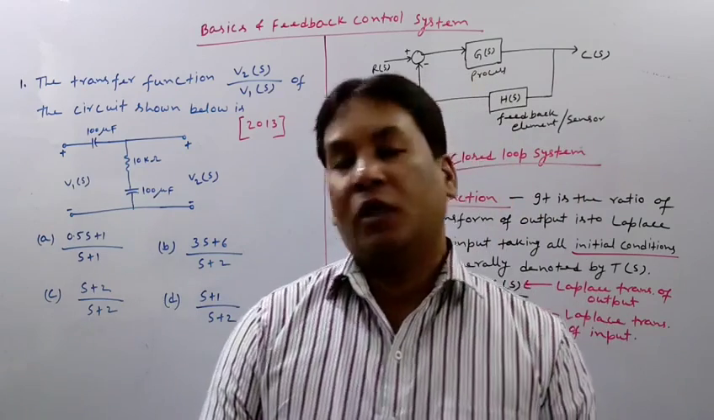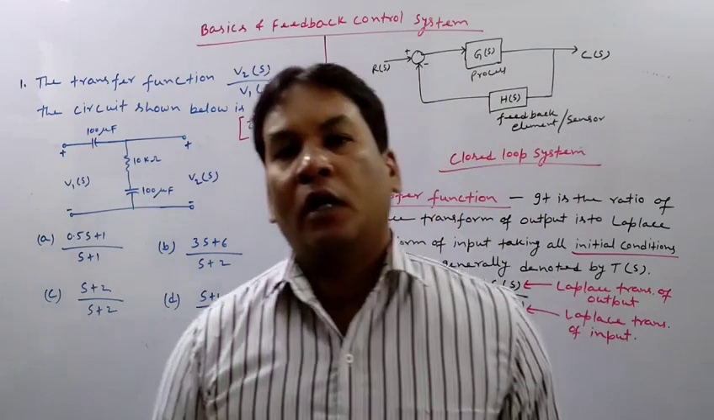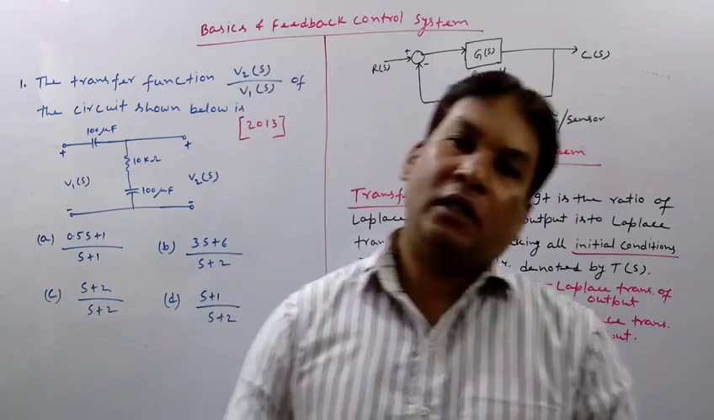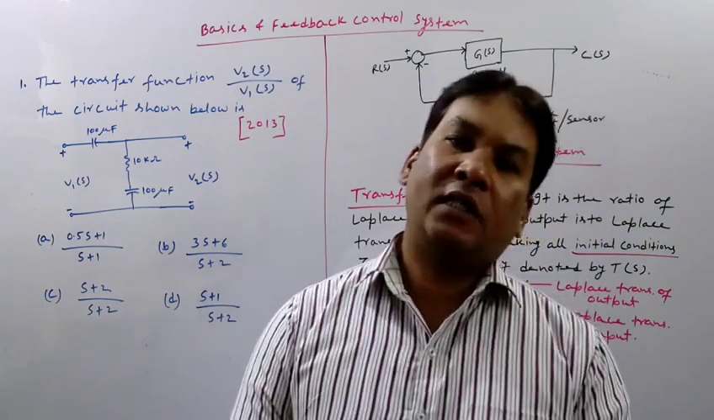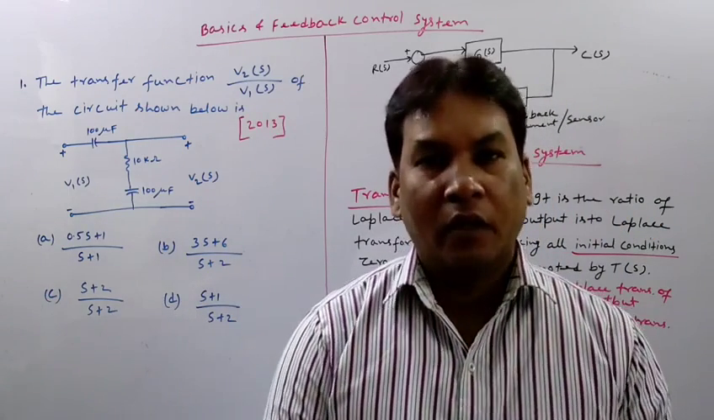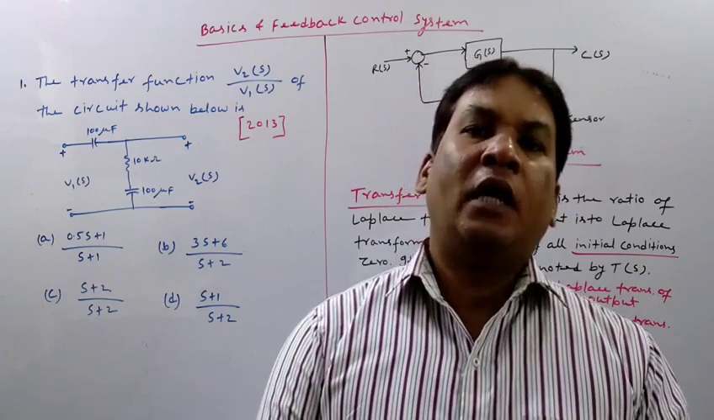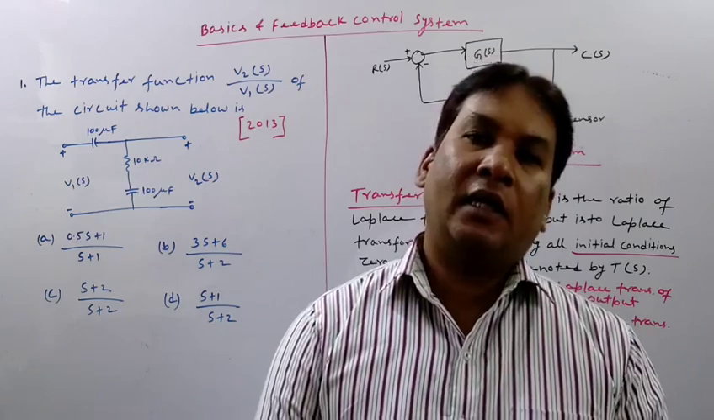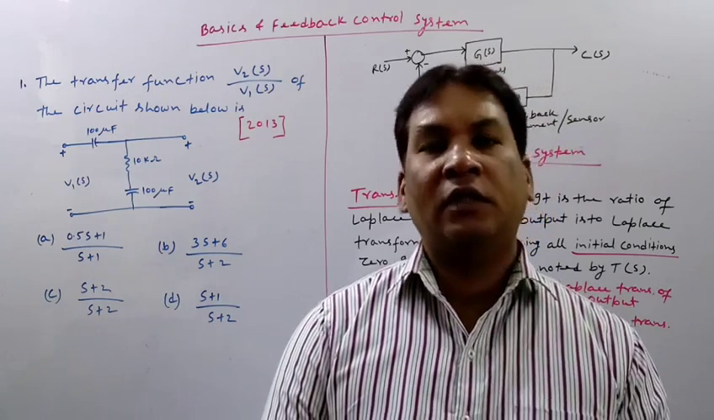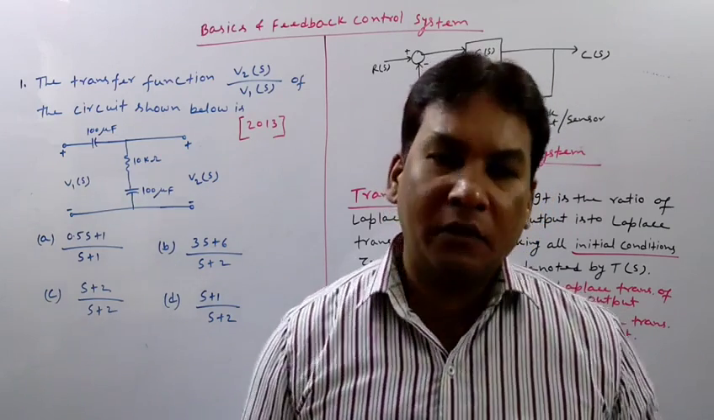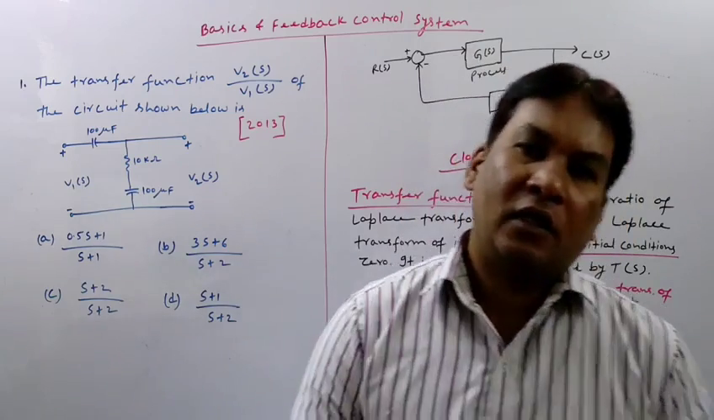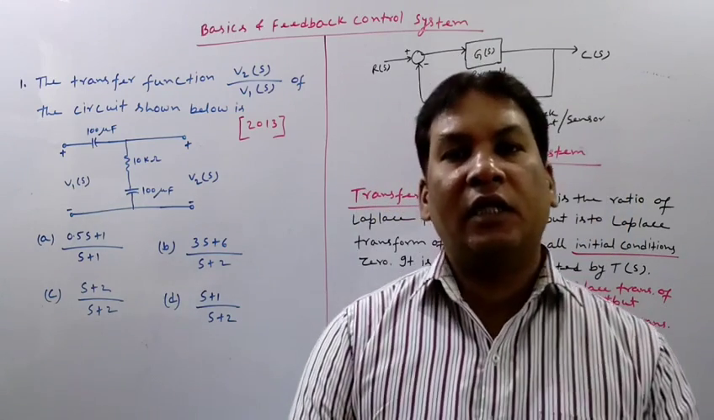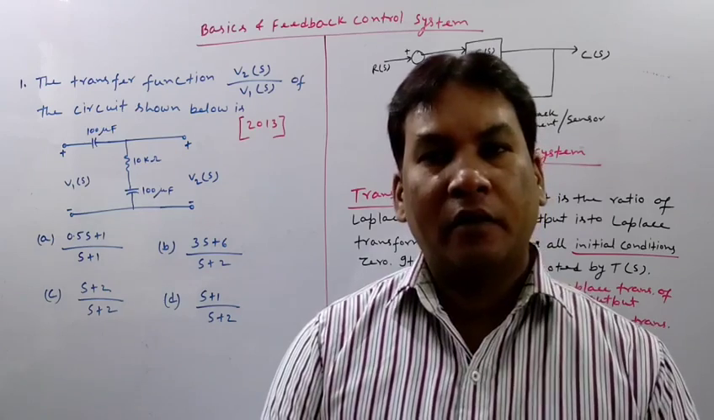These are the cases for an electrical system. Suppose we have a mechanical system like a cycle. The cycle should be at rest initially. Then we will say that the initial condition is 0. Otherwise, suppose the cycle is initially running with some speed, say 10 km per hour. Then we say that the initial condition is 10 km per hour.